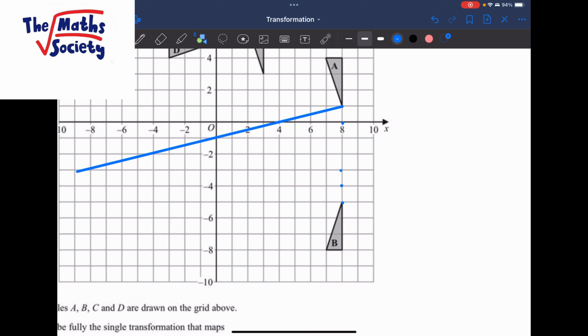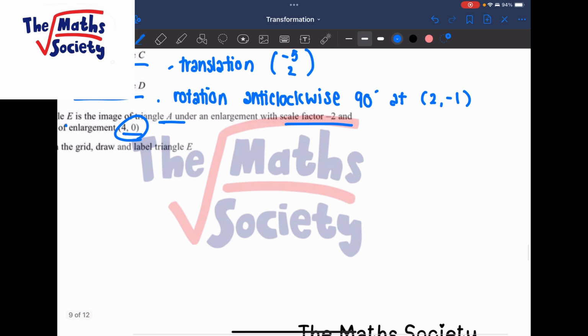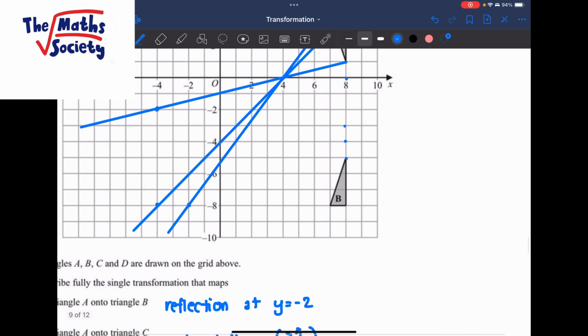Okay. This one. Yeah. Okay, this might be correct. It has to be here. Yeah, because it says if the scale factor is -2 as well. Yep, so that's it. This should be E.